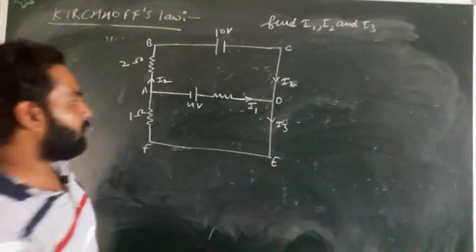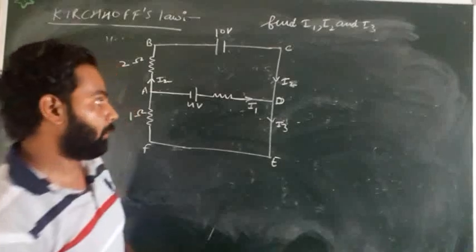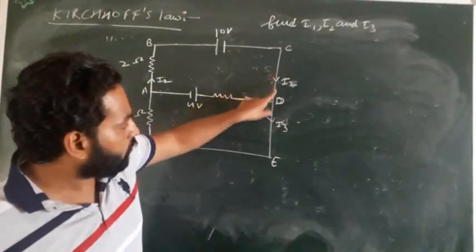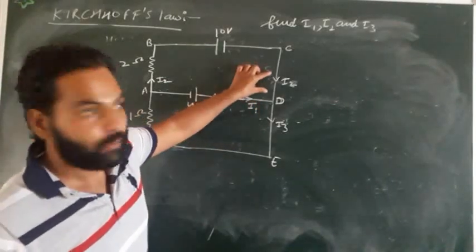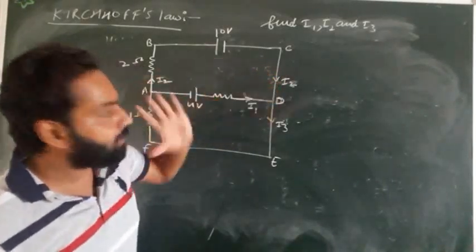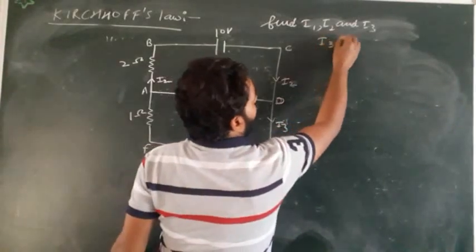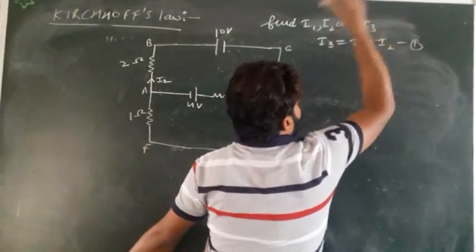First look at point D. What will you observe at point D? From here current I1 comes, from here current I2 comes, and both currents combine to make I3. It is clear that I3 is equal to I1 plus I2. So this is your first equation.